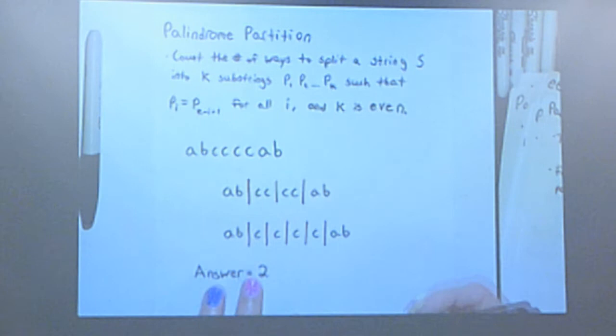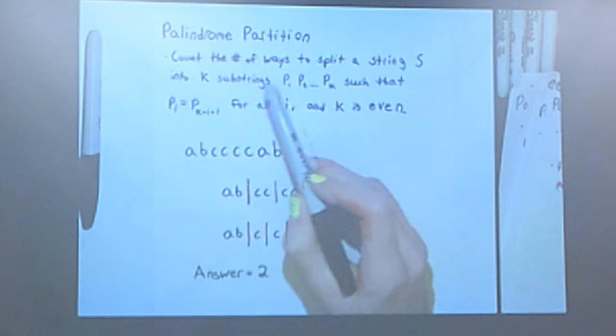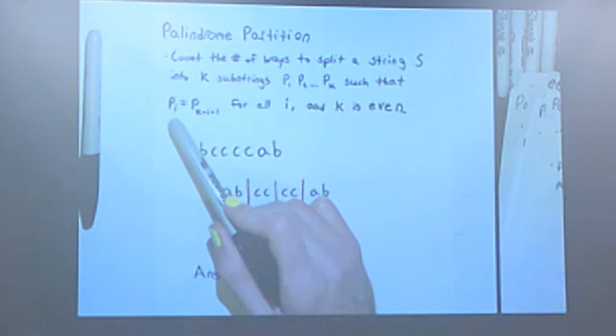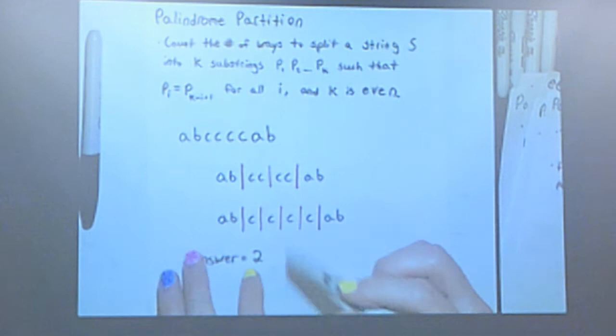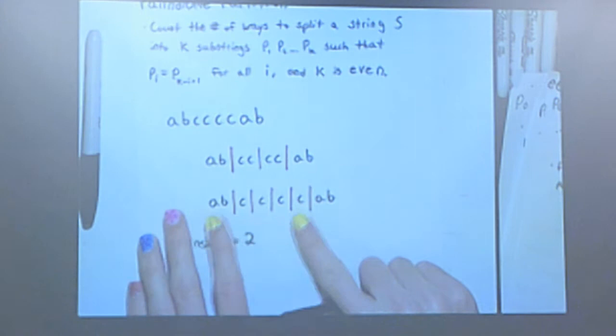So we want to count the number of ways to split the string s into k substrings such that the i-th substring is equal to the (k minus i plus 1)-th substring for all i, and k is even. So essentially we have some string here, and this is one way of partitioning it, where ab is equal to ab, cc is equal to cc. This is another way of partitioning it.